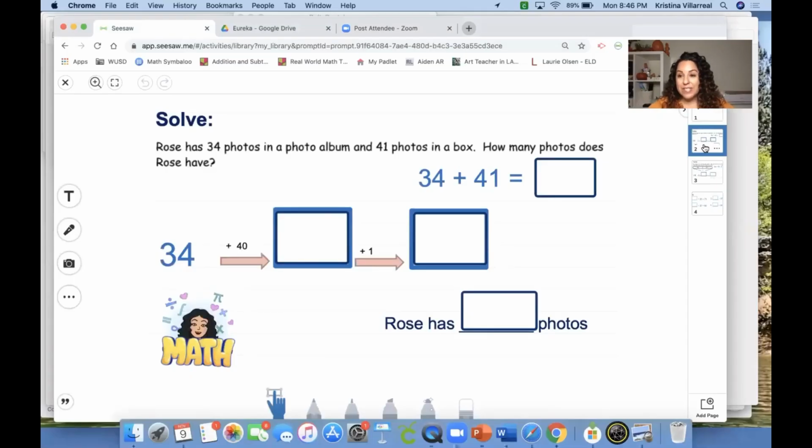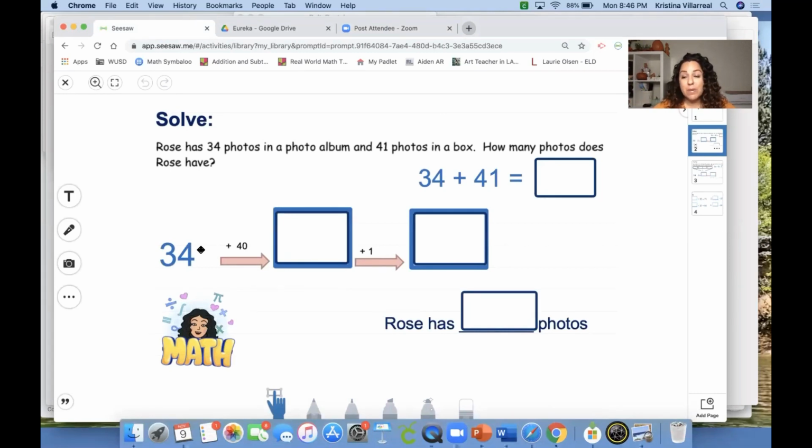As always, the first thing you do in Seesaw is you watch this video, but let's go ahead and have some story problems, and we're going to solve these problems using the arrow way. So Rose has 34 photos in a photo album and 41 photos in a box. How many photos does Rose have? So I know I'm going to add 34 plus 41, and I'm going to put my answer here.